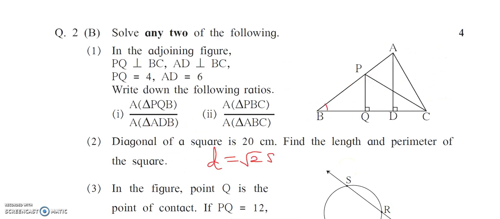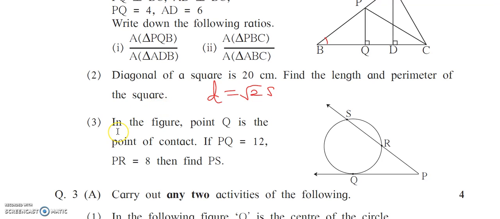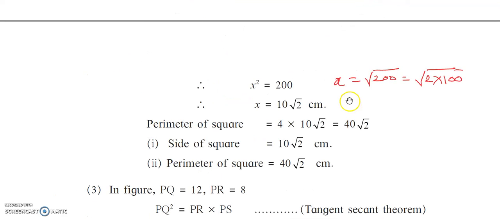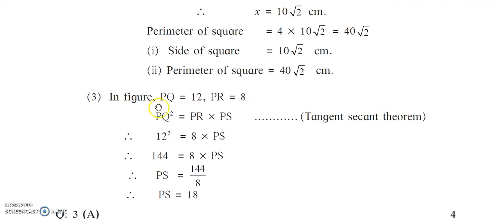Now next question. In the figure, point Q is the point of contact. This is the tangent and this is the secant. By using the tangent secant theorem, PQ square is equal to PR into PS. And by using this property, we can find out the length of PS. This is again a very simple question. In the figure, PQ is equal to 12, PR is equal to 8. Therefore, PQ square is equal to PR into PS.